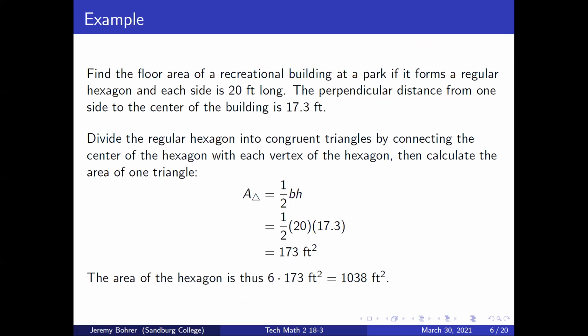So we divide the regular hexagon into congruent triangles by connecting the center of the hexagon with each vertex of the hexagon, then calculate the area of one triangle. That is, the area of one triangle is 1/2 times the base times the height, which is 1/2 times 20 times 17.3, or 173 square feet. The area of the hexagon is thus 6 times 173 square feet, which is 1,038 square feet.